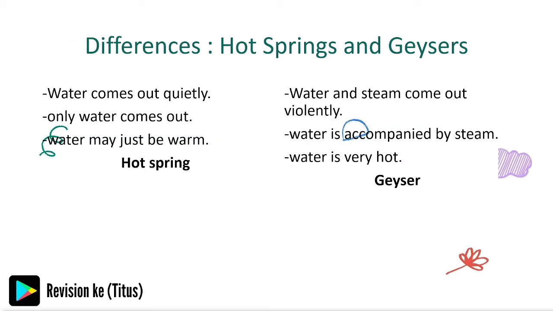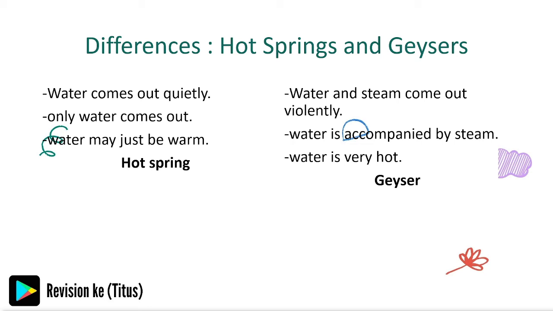And here is some difference between the hot springs. So in a hot spring, water comes out quietly, while in a geyser, water and steam come out violently. So you see, in a hot spring, only water comes out. In a geyser, water is accompanied by steam. Yeah, and hot spring water may just be warm, while in geysers, water is very hot.